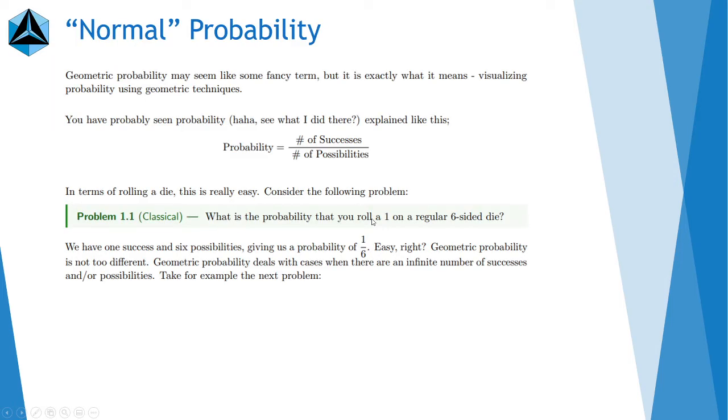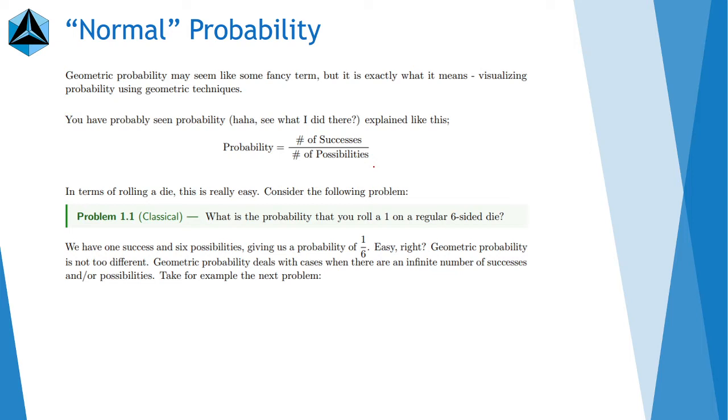So what is geometric probability? We have a normal probability over here, and you've probably seen probability like this. Probability is equal to the number of successes over the number of possibilities. It's not how all probability is expressed, but it's how a majority of it is expressed, and how it's originally taught. In terms of rolling a die, it's really easy. What's the probability that you roll a 1 on a regular six-sided die? Well, you have one success, six possibilities, so 1 over 6. Pretty easy.